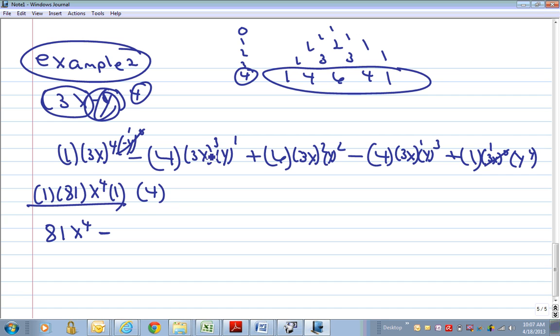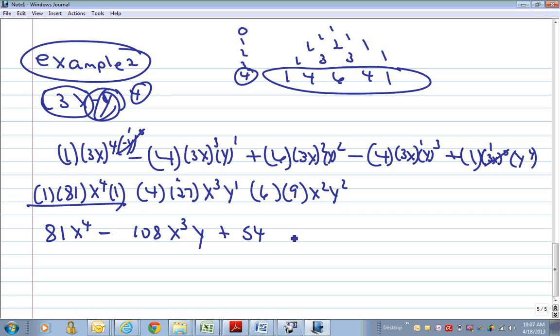I have 4. I have 3 cubed, which was 27, x cubed, and then I have y to the 1st. So 4 times 27, 4 times 7 is 28, carry my 2, 2 times 4 is 8, 10. 108 x cubed y plus, and we're going to keep going. This time I have a 6, 3 squared is 9, and I have x squared, y squared. 6 times 9 is 54 x squared y squared.